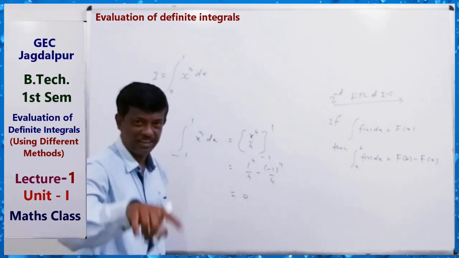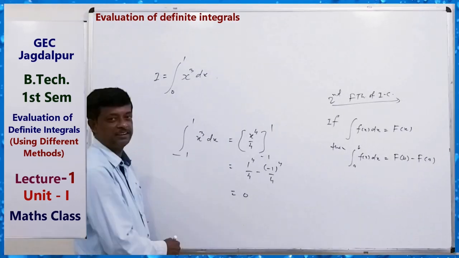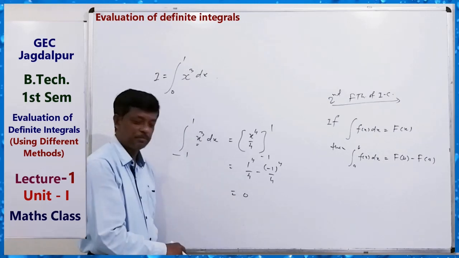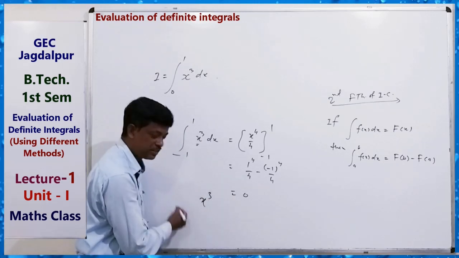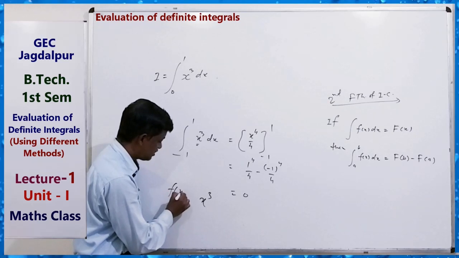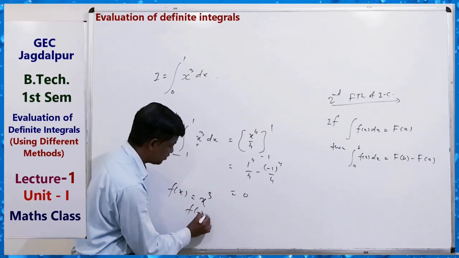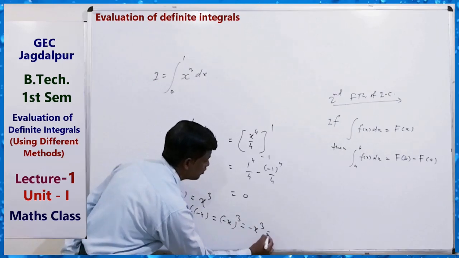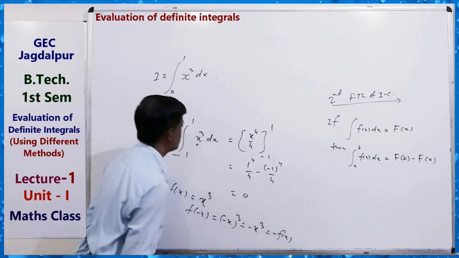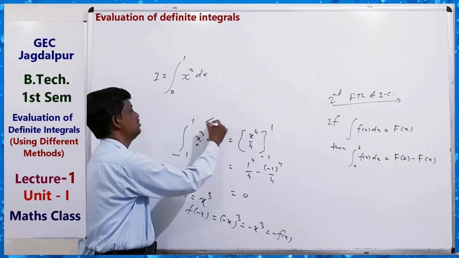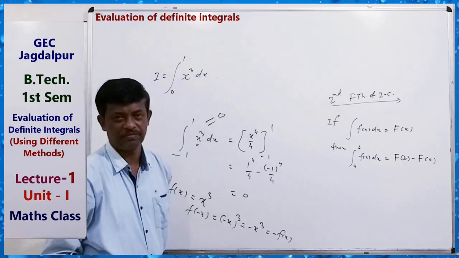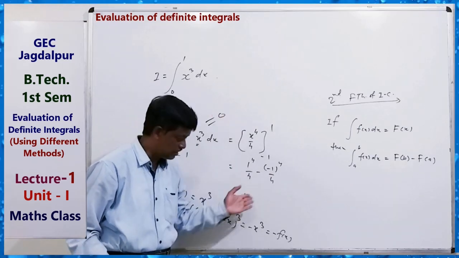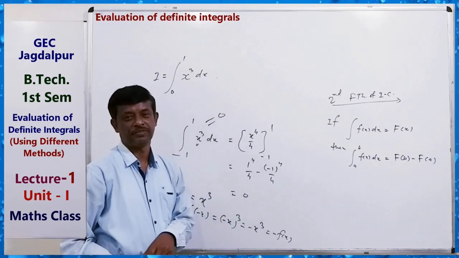But by property we can find its value directly. Minus a to a, this is an odd function, because x cube is an odd function. F(x) equals this, then f(minus x) equals minus x power 3, which equals minus x cube, equals minus f(x). It is an odd function, so due to the odd function, this equals 0. You can say it directly. But by the fundamental theorem, you can also see that its value is 0.